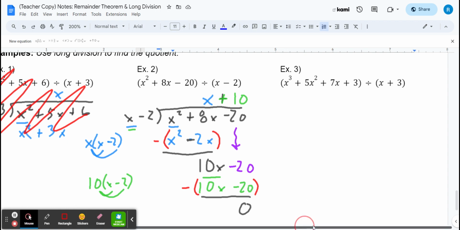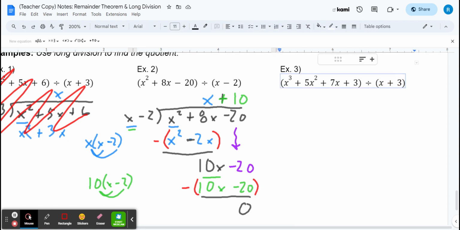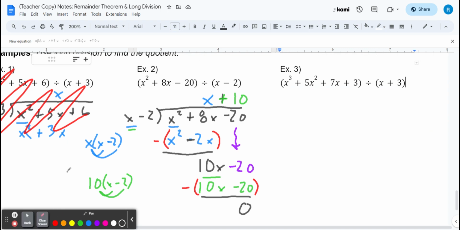Now, final example, you'll notice that we have a third degree polynomial. And this is where it's really useful because we can't factor these on our own. So if we use the remainder theorem and find out that x plus 3 is a factor, then we can use long division to get this down to a second degree polynomial, something that we can handle and factor on paper a lot easier. It's going to set up the same way, where our x plus 3 goes on the outside. Set up our long division underneath with x to the third plus 5x squared plus 7x plus 3.